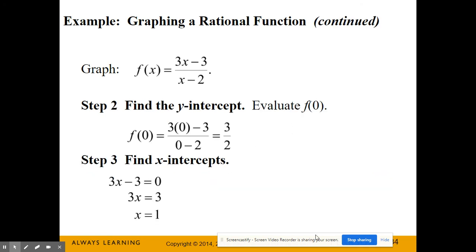Step 2 is find the y-intercept. You just evaluate for f of 0. So you substitute 0 in for x, and you end up with 3 over 2. So now I know that (0, 3/2) is one of the points. Now we're going to find any x-intercepts. You get that by taking the numerator and setting it equal to 0. So we add 3, divide by 3, you get x equals 1. So now I know the y-intercept is at 3/2, or 1.5, and the x-intercept's at 1.